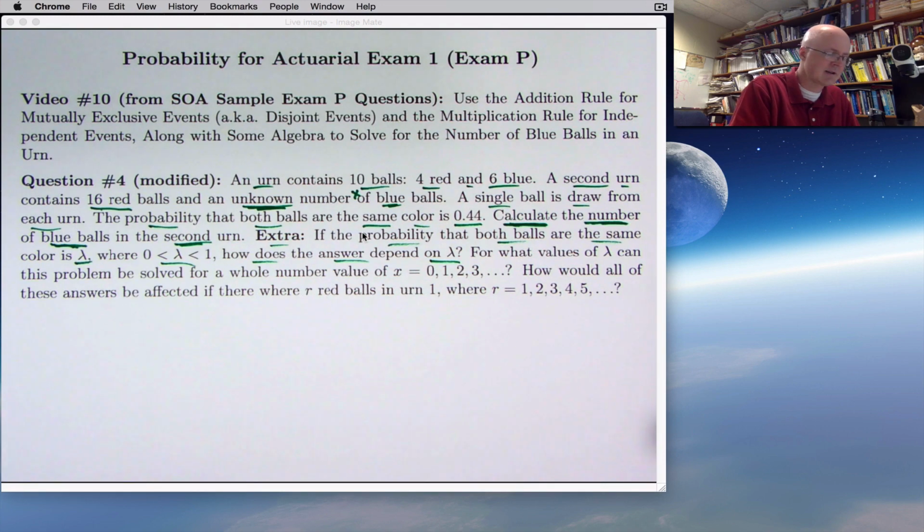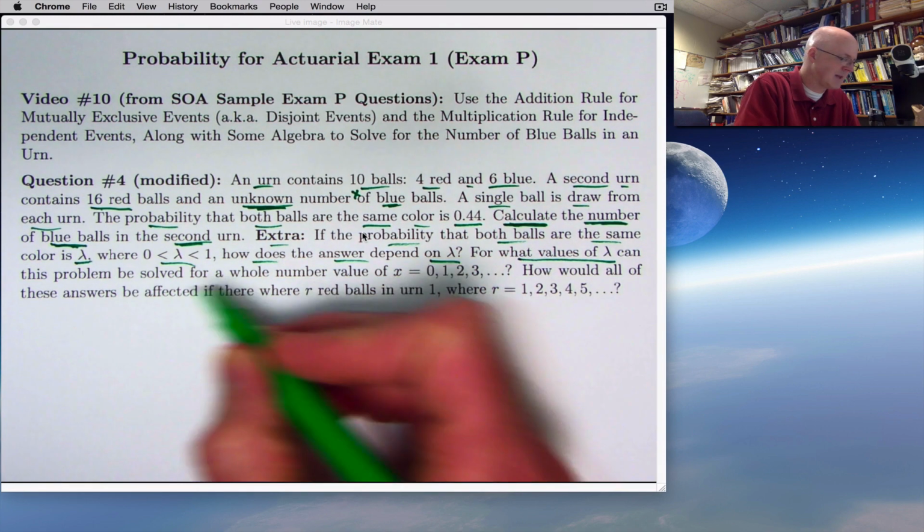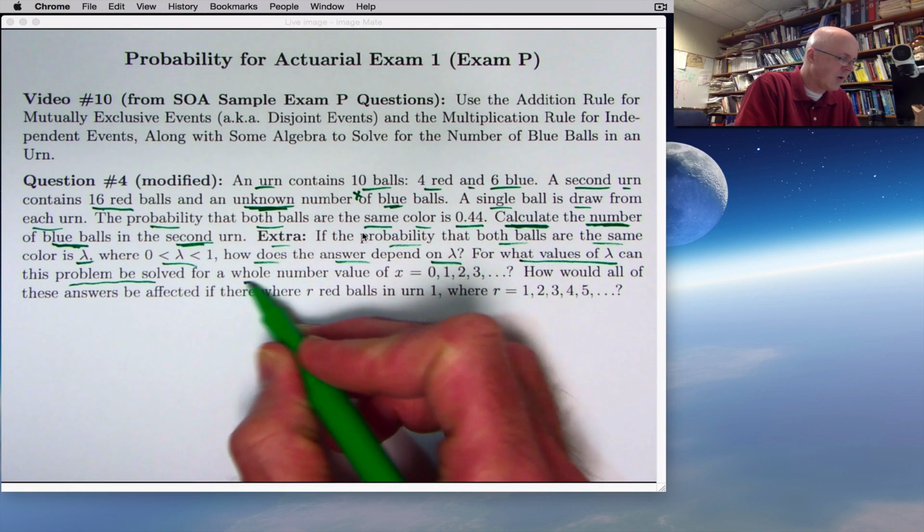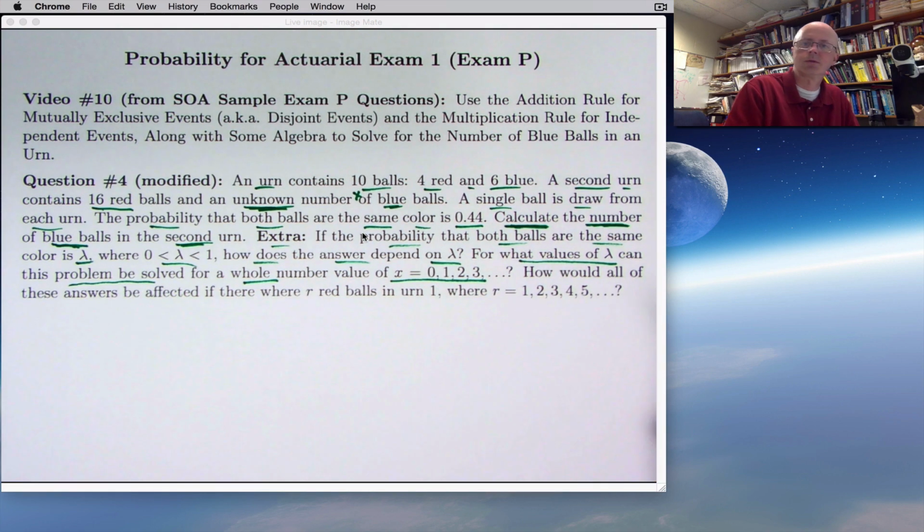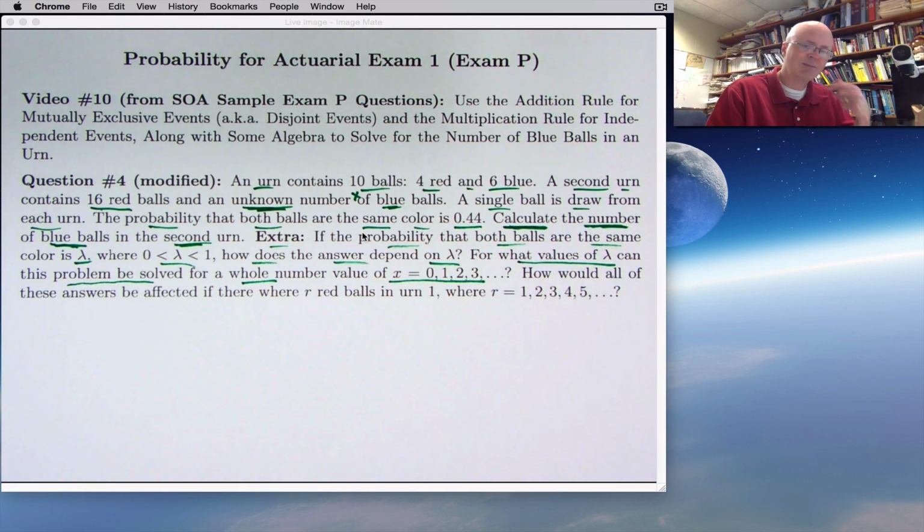The answer is not necessarily. So we need to ask what values of lambda this problem can be solved for a whole number value of x: 0, 1, 2, 3, 4, etc. In a sense, by generalizing this, you are almost thinking of yourself as a test creator. This can give you infinitely many different test questions that are similar to this that you can ask people.